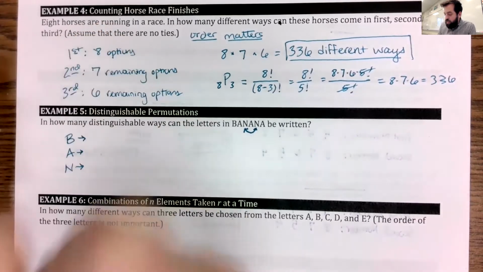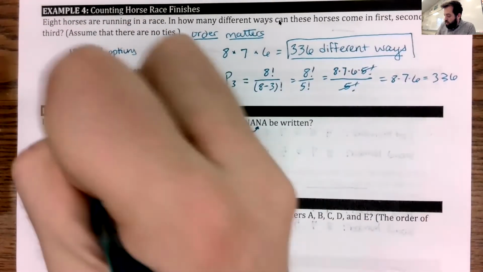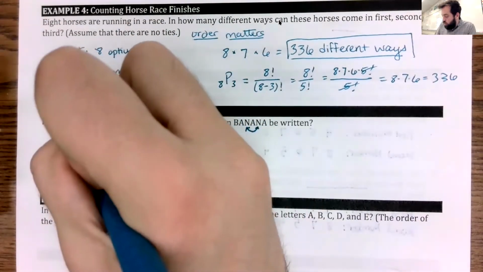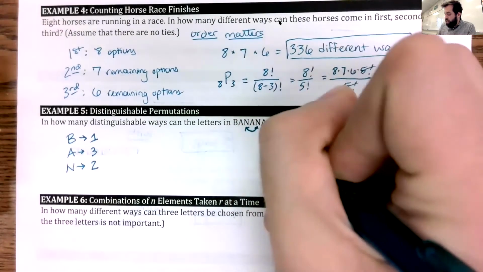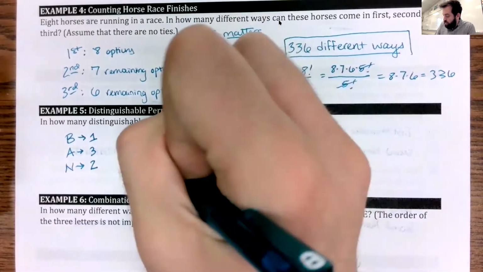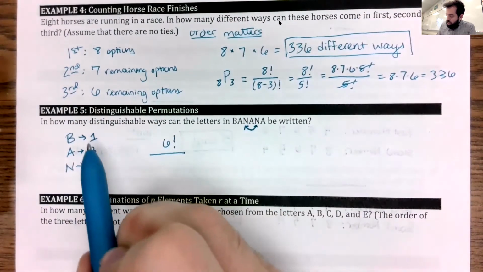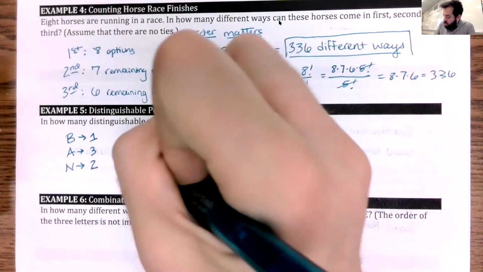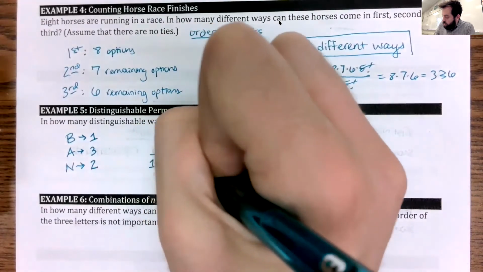So first I'm going to figure out how many different types of items there are. There's 3. There's B's, there's A's, and there's N's. There's only 1 B. There are 3 A's, and there are 2 N's. So if we follow the formula from the front, there are 6 total items. So we have 6 factorial on the top, and then we do each of the groupings factorial on the bottom. So it's 1 factorial times 3 factorial times 2 factorial.